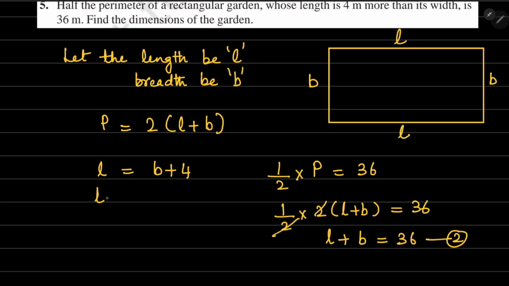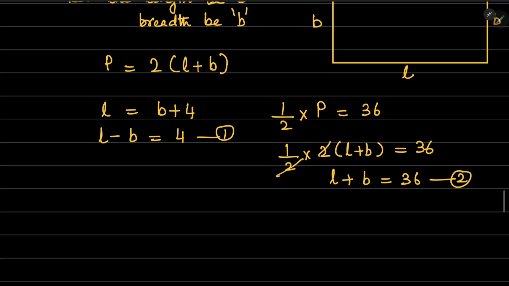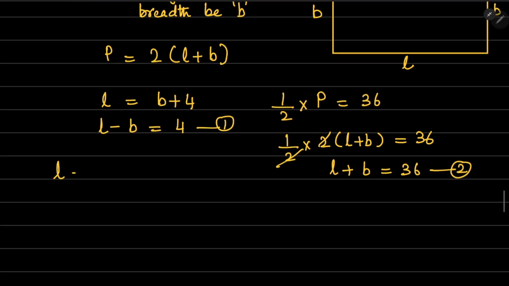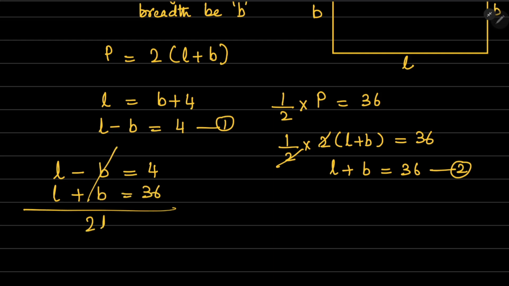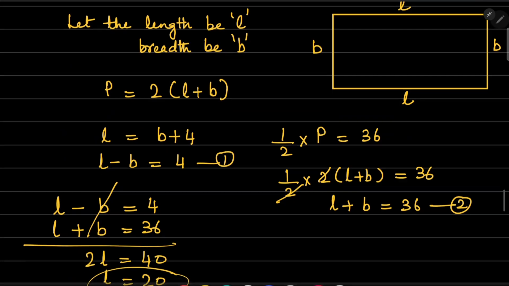The first equation is L minus B equal to 4. This is your first equation. So let's solve 1 and 2. What do you get? Just add them. L minus B equal to 4, L plus B is equal to 36. B gets cancelled. So you will have 2L equal to 40 and L is equal to 20. So the length of the rectangular garden is 20.